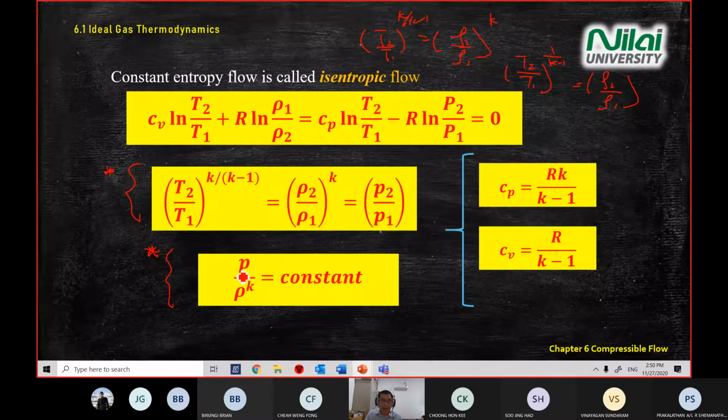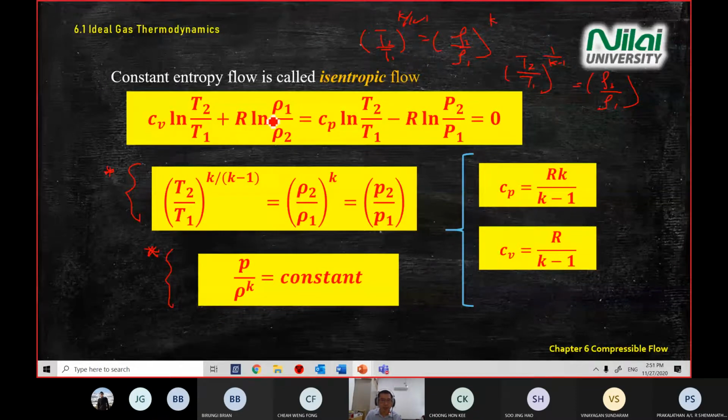Another one is the ratio between pressure and density with the power of K. If you have P divided by rho to the power K, it will equal a constant value. We will look at one example of how to use these two equations later on.